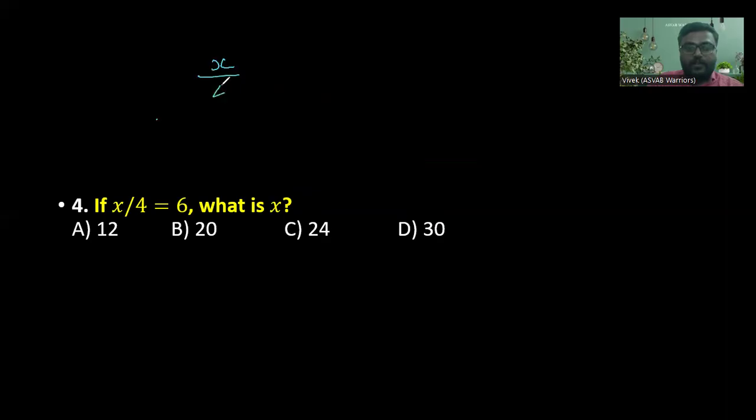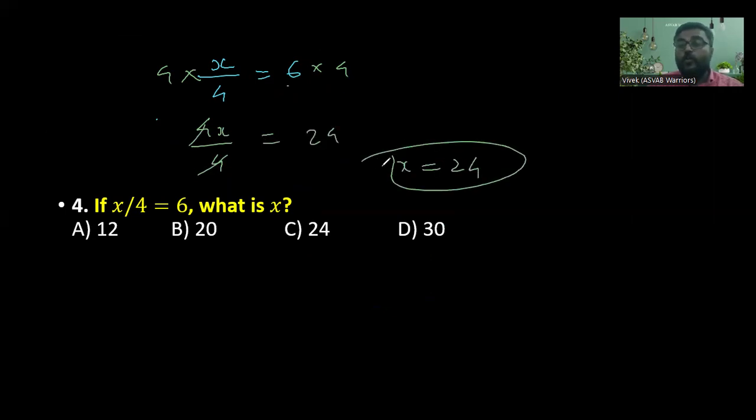So x divided by 4 equals 6. Now, this 4 is in division with the x. What is the inverse of division? It's multiplication. So multiply both the sides by 4. What will we get? 4x over 4. 4 will get cancelled. 6 times 4 is 24. So we have x equals 24 as our answer.